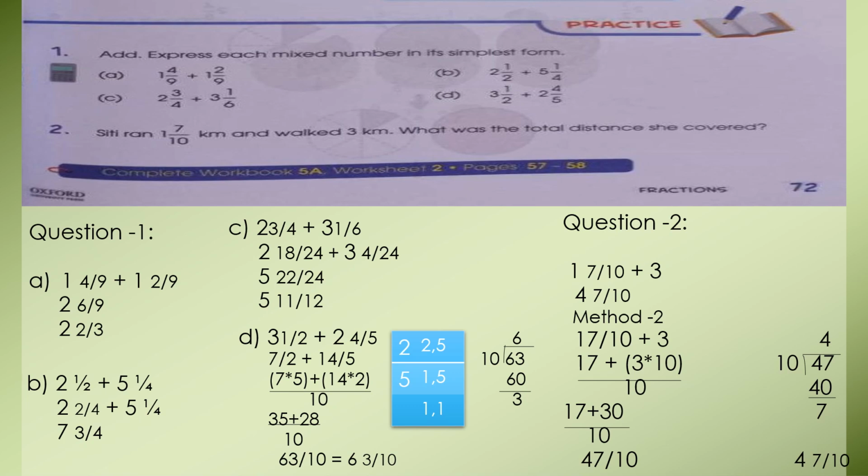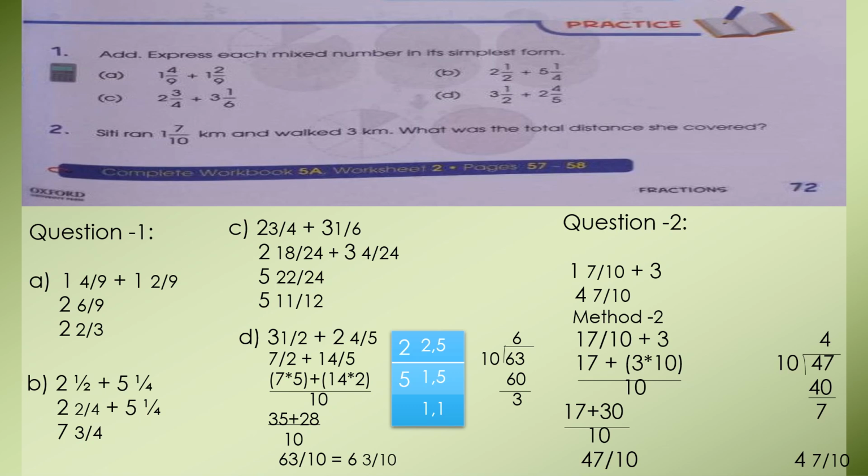Again, first we add up the whole numbers. 2 plus 3 is equal to 5, and 18 plus 4 is equal to 22 over 24. Further reducing 22 and 24 by dividing by 2, we have 5 whole number 11 over 12 as an answer. Now in part D, we have 3 whole number 1 over 2 plus 2 whole number 4 over 5.